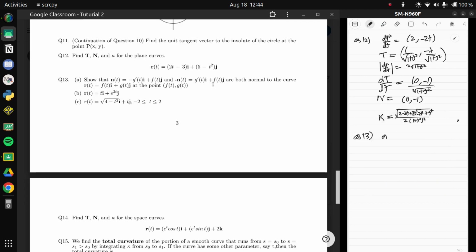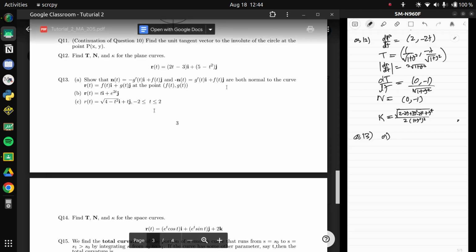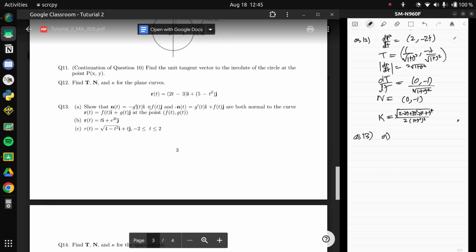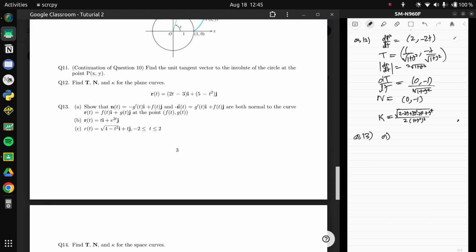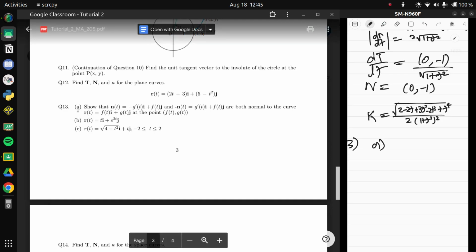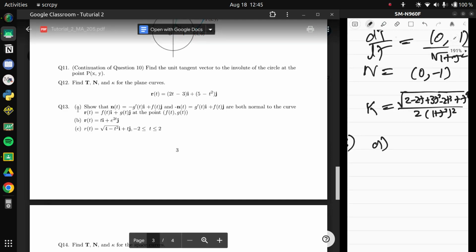Oh wait, it's actually multiple parts. Wait, what is this? A, B, C. They didn't give me any r vector. Oh, that's at the point. Fine, so I'm assuming that these should be A and B, and this is just some typo. So I'm just going to do it as B and C directly, skipping A, whatever that was.